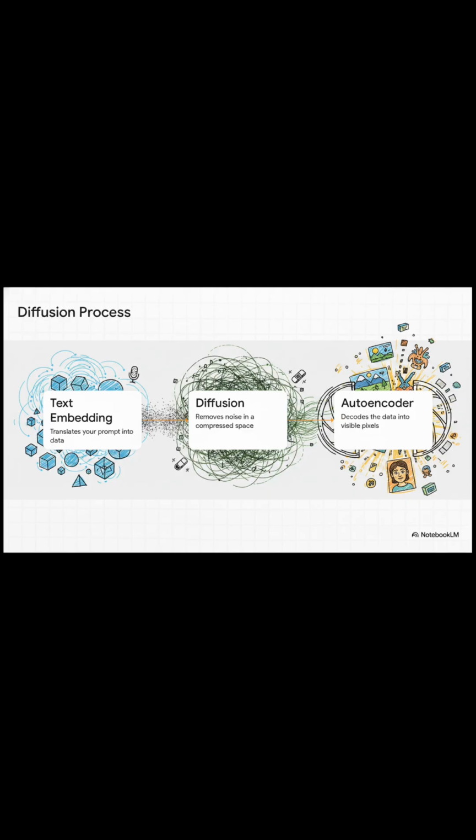The magic really clicks when we break the process down into 3 steps. Step 1, your text prompt gets translated into a mathematical embedding that the AI can actually understand. Step 2, the diffusion process. That static removal we just talked about happens, but it happens inside a highly compressed mathematical latent space. So it's not working on visible pixels yet at all. It's just crunching the underlying data. And finally, step 3, a component called an autoencoder takes that finished compressed data and translates it back into the high-resolution pixels that your eyes can actually see.